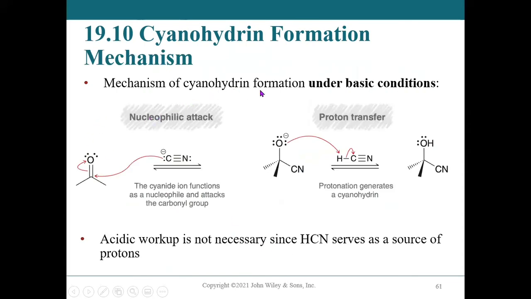The mechanism of cyanohydrin formation under basic conditions is shown here. We have this carbonyl group here. So it's a nucleophilic attack from this carbon in the cyanide ion. So the cyanide ion functions as a nucleophile and attacks the carbonyl group, producing this alkoxide. So this alkoxide will abstract H, producing this so-called cyanohydrin. Acidic workup is not necessary since HCN serves as a source of protons.